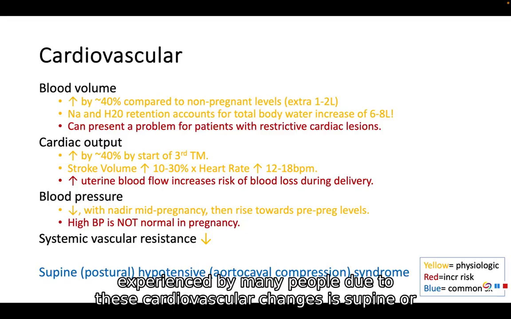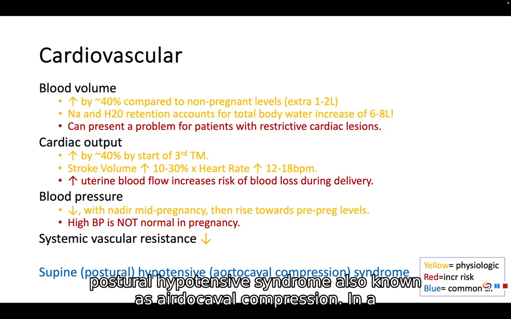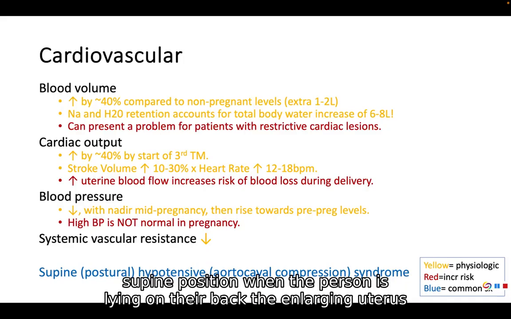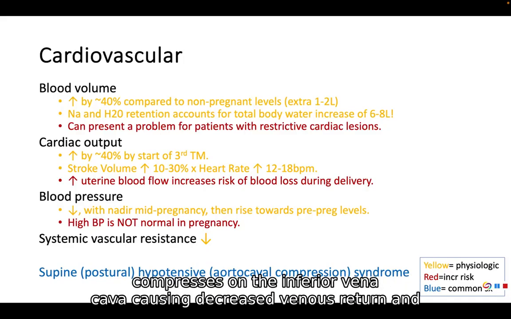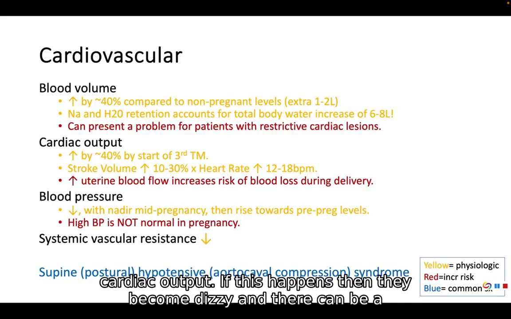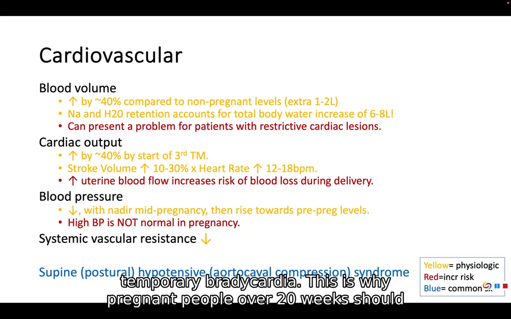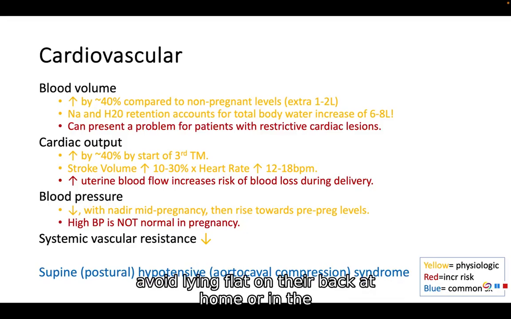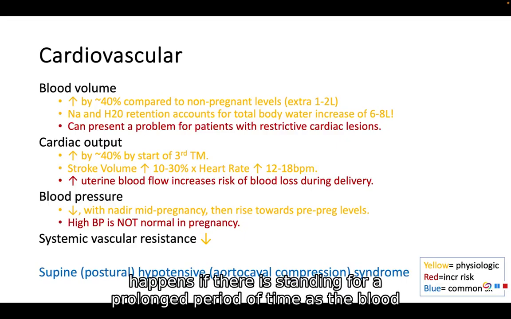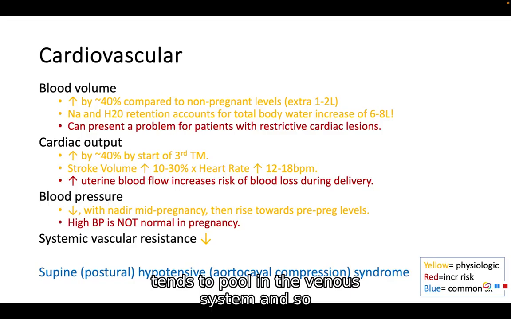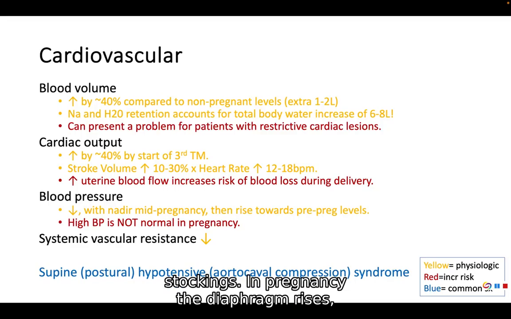A common symptom experienced by many people due to these cardiovascular changes is supine or postural hypotensive syndrome, also known as aortocaval compression. In a supine position, when the person is lying on their back, the enlarging uterus compresses on the inferior vena cava, causing decreased venous return and cardiac output. If this happens, then they become dizzy, and there can be a temporary bradycardia. This is why pregnant people over 20 weeks should avoid lying flat on their back at home or in the hospital. Sometimes this also happens if they're standing for a prolonged period of time, as the blood tends to pool in the venous system, and so we often recommend compression stockings.